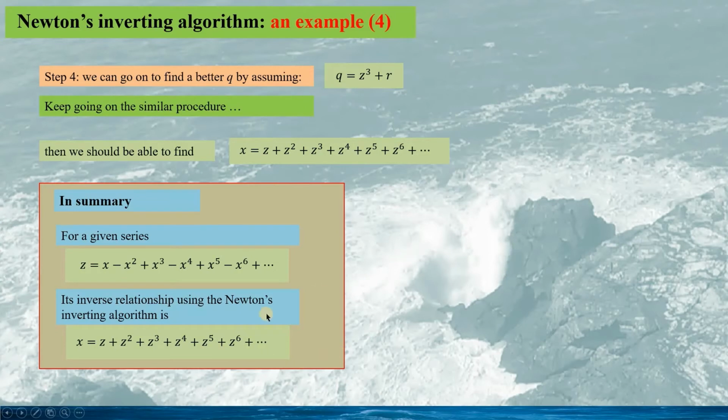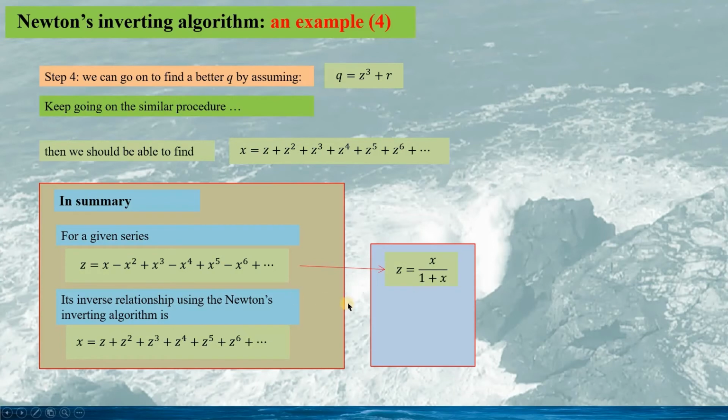Since we know that in Newton's inverting calculation, we made a lot of brutal approximations, we may have a question: is this inverting calculation correct? To prove the correctness of the inverting calculation, we convert the series back to the binomial function. So we have the expression for z given as this. As well, we have the expression for x given as this.